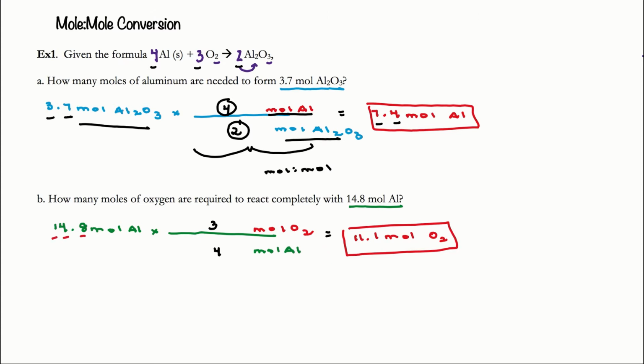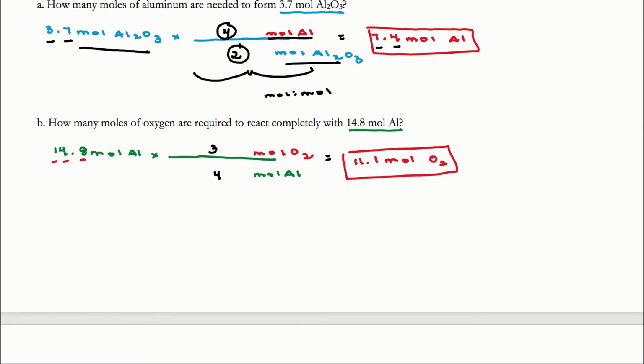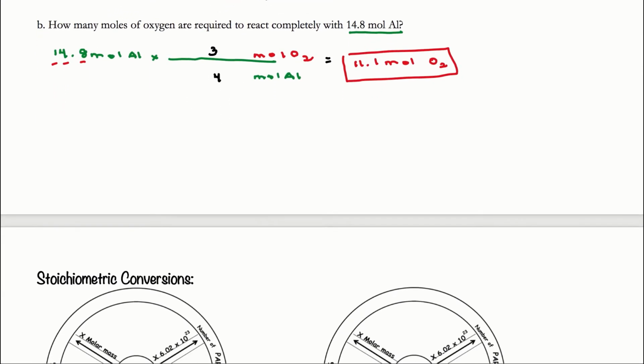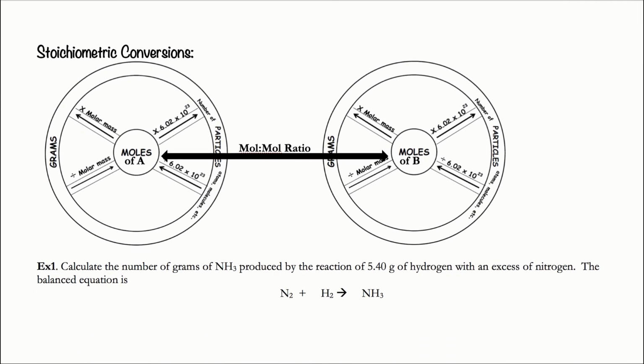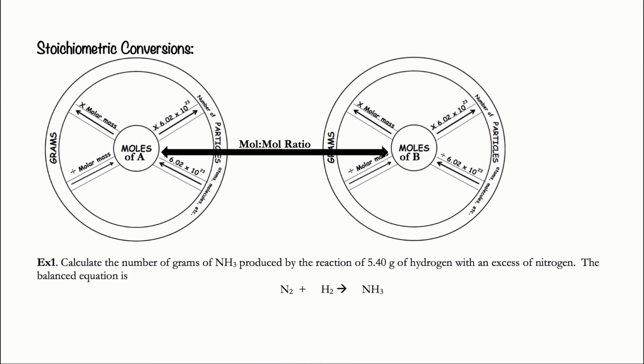Okay? Well, that's great, but what if instead of asking you to convert from moles to moles, what if I gave you, let's say for example, grams of one reactant and asked you to figure out the grams of product that it would form? Notice this wheel should look familiar. We used it in the last unit.